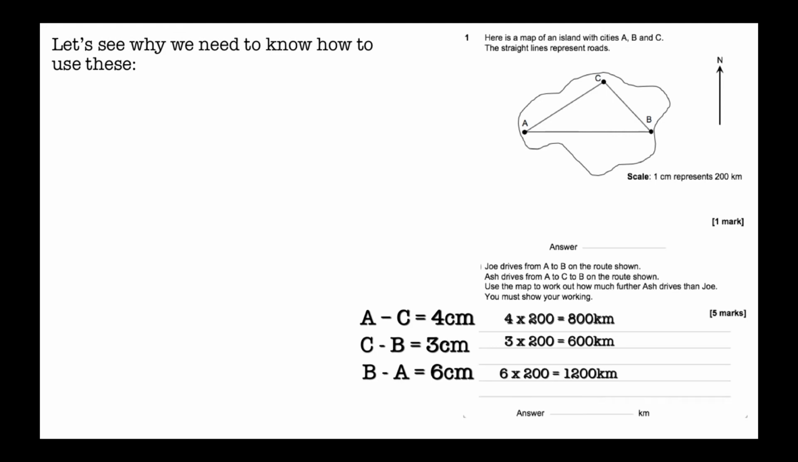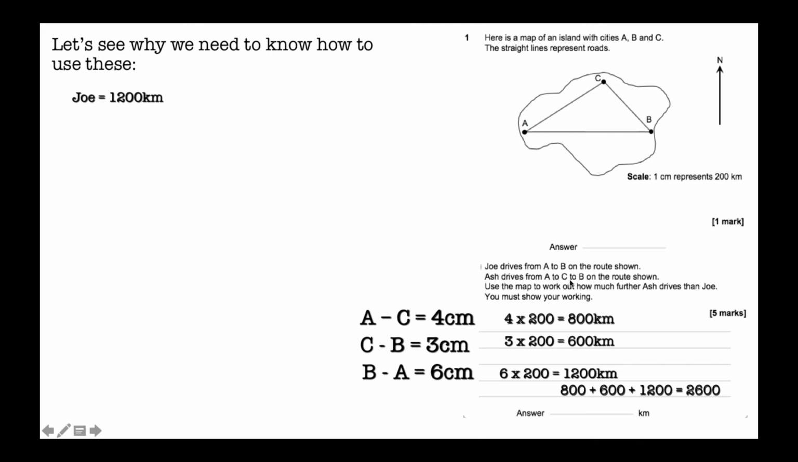Now we must be careful here because the actual question says that Joe drives from A to B. So all I'm going to do is find out the different routes that they took and see who drove the furthest. I've added them all up here. I can't remember why I did that, so we might need to use that in a bit. So Joe drives from A to B, so we can find out Joe. Joe was 1200 kilometres, A to B or B to A.